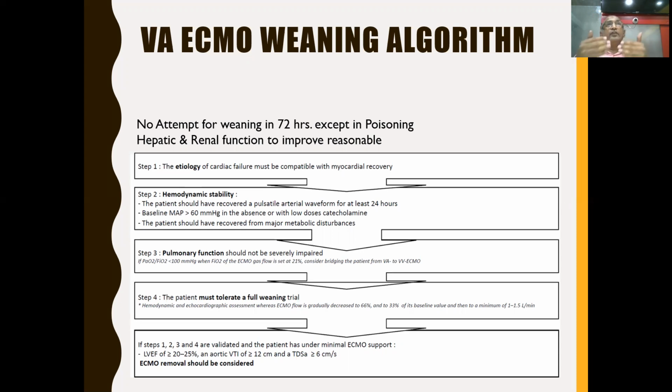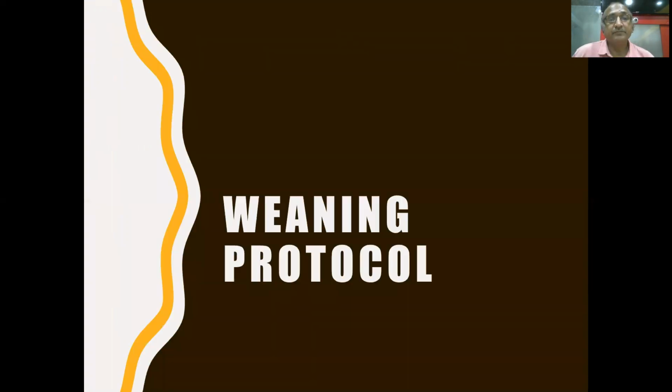And then after giving a full weaning trial, if the patient maintains hemodynamics and all parameters of monitoring, with the minimum flow of 1 to 1.5 liters, then the patient can be given a trial off, and if the trial is successful, then you can think of doing decannulation.